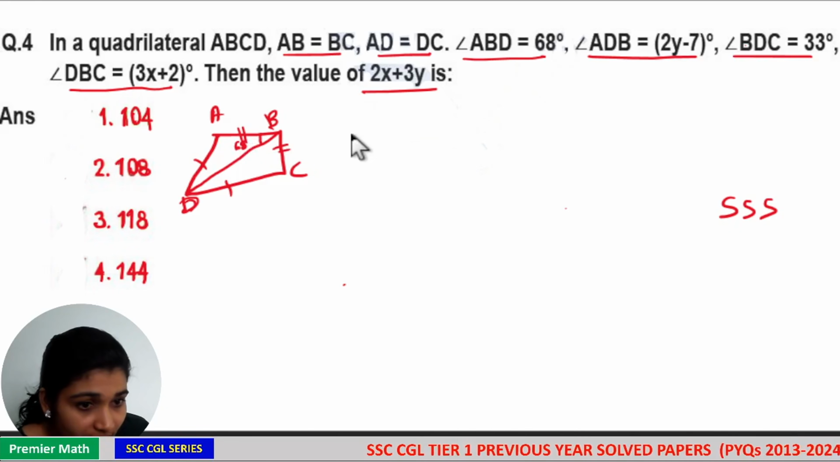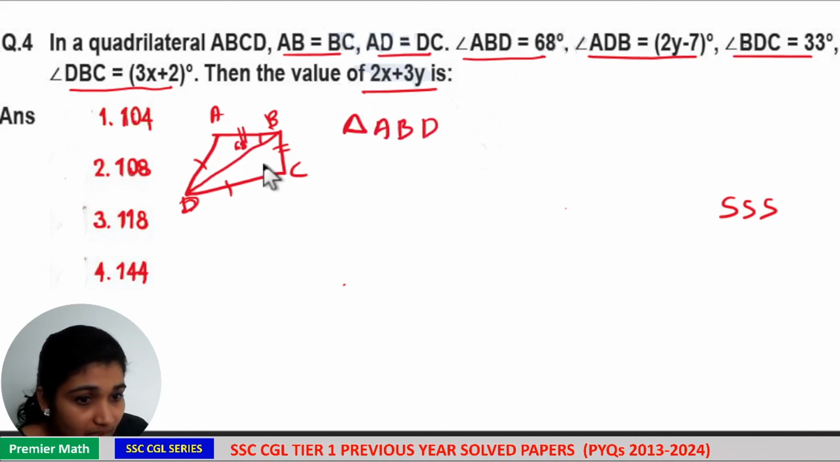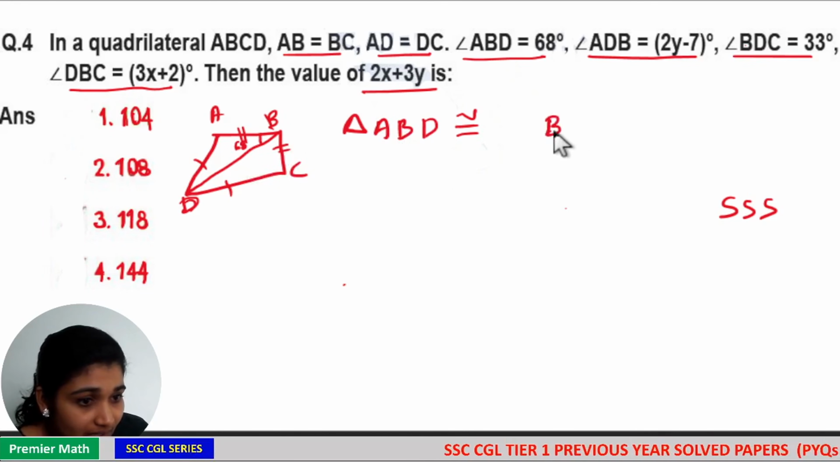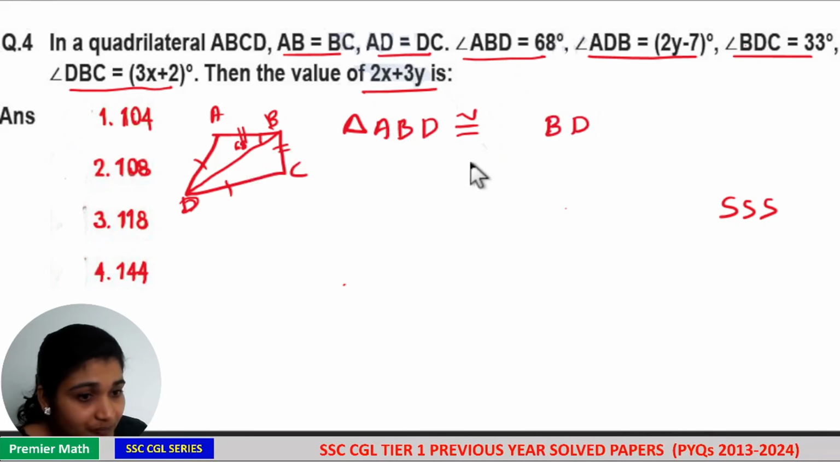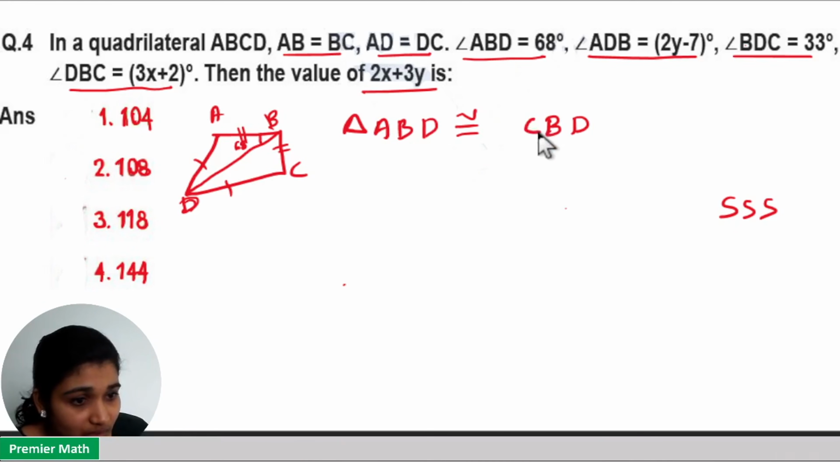Here, when you write triangle, letter representation is very important. Here, triangle ABD is congruent. Here, BD is common and BD is the second and last letter. So, write second and last letter in the second triangle as well. Now, remaining letter is equal to C. So, triangle ABD is congruent to triangle CBD.